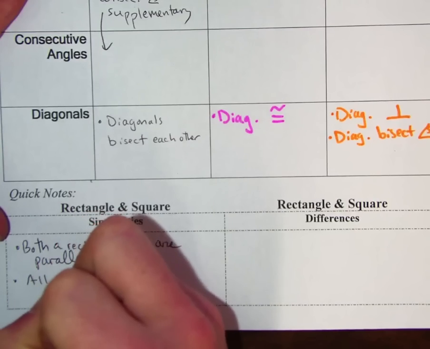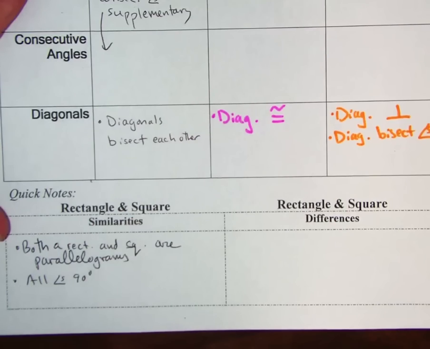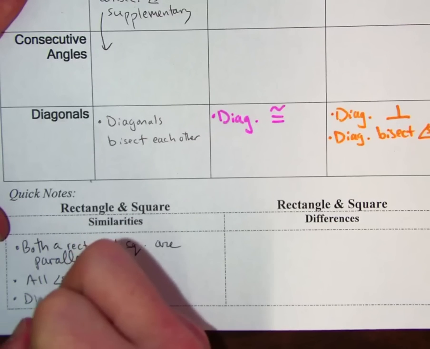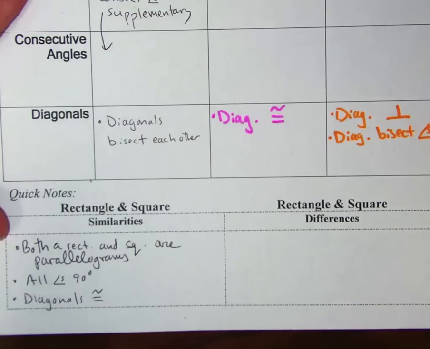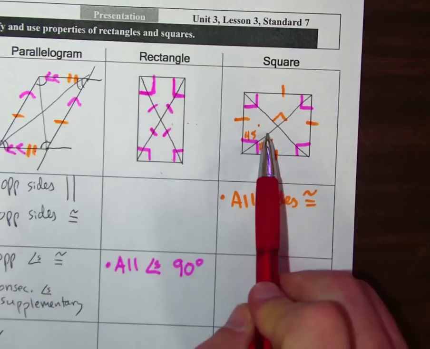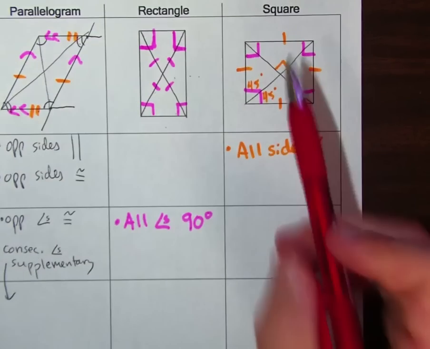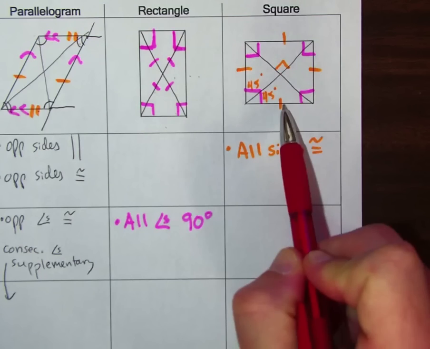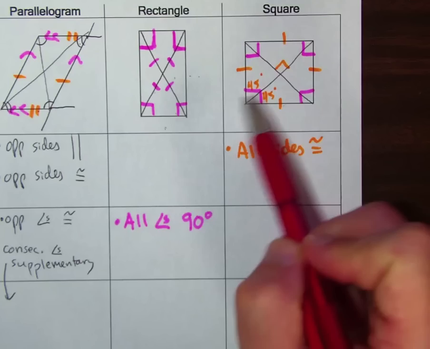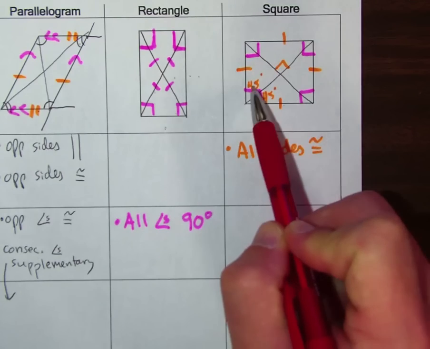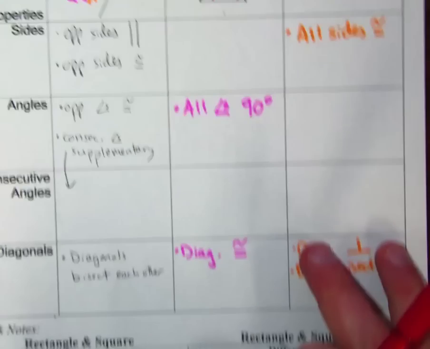All their angles are 90 degrees, and their diagonals are congruent. All those things are true between a rectangle and a square. But what's the difference? All the sides are congruent here, whereas they're not over here, only opposite sides. And the diagonals here are perpendicular, and they bisect the angles.